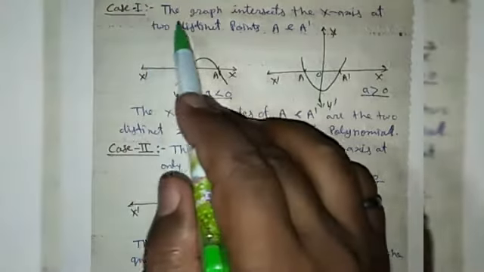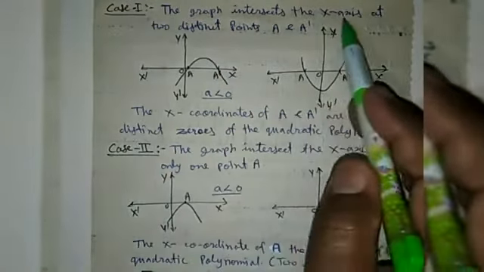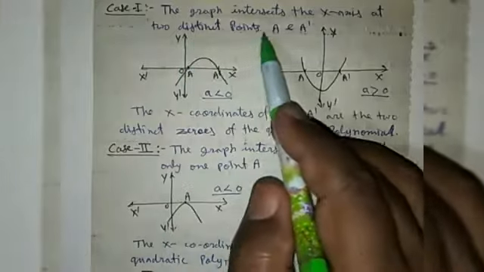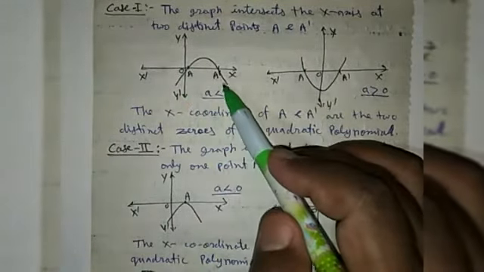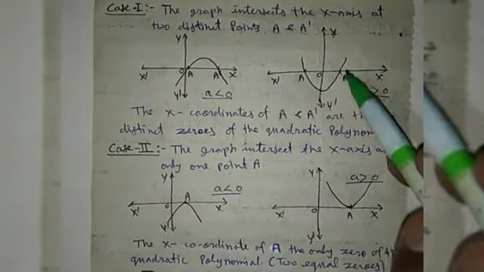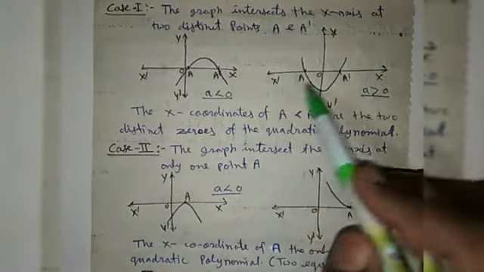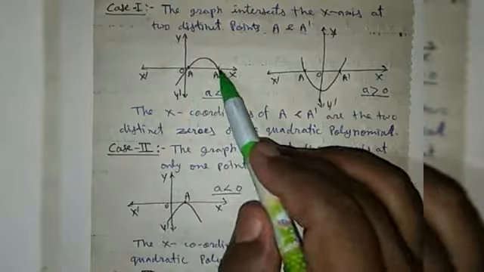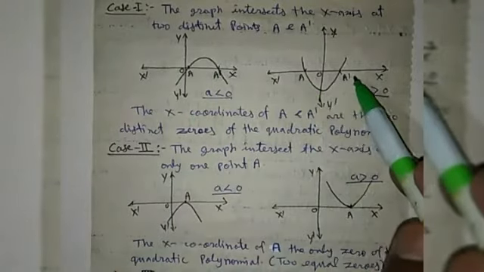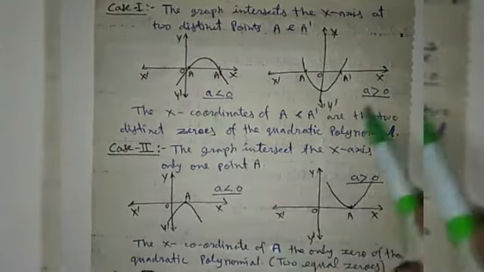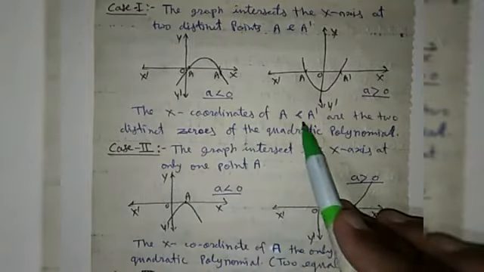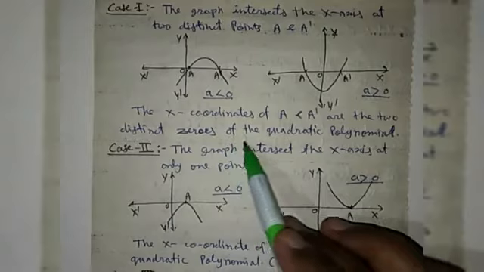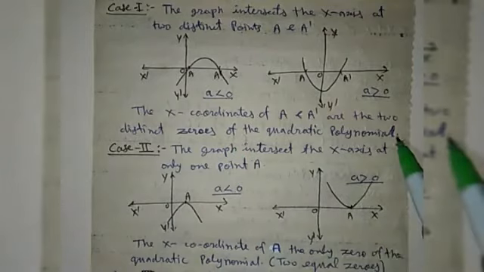In case 1, the graph intersects the x-axis at two distinct points, A and A dash. See here, in open downward and open upward, this graph intersects the x-axis at two points, A and A dash. It is for a less than 0, and it is for a greater than 0. So the x coordinates of A and A dash are the two distinct zeros of the quadratic polynomial.